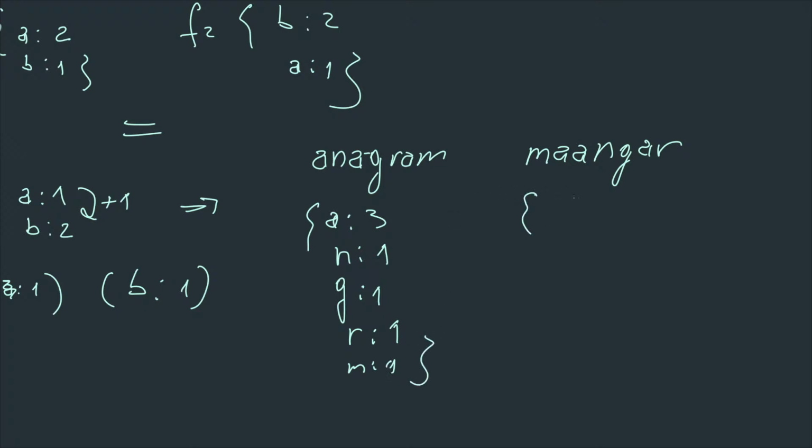So on the right side, we'll have the following: A, 3, and G, 1, M, 1, and on this side N and R, 1 as well. So they are equal. So the sum in this case will be 0.